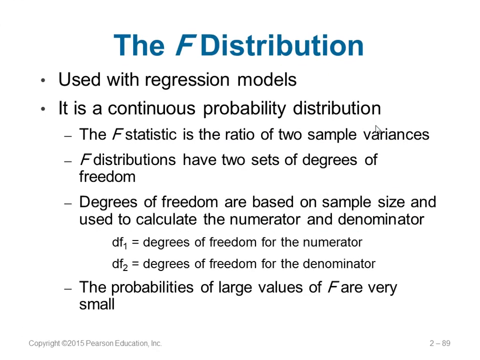And we have what is called the F distribution. It is used with regression models. It is a continuous probability distribution.